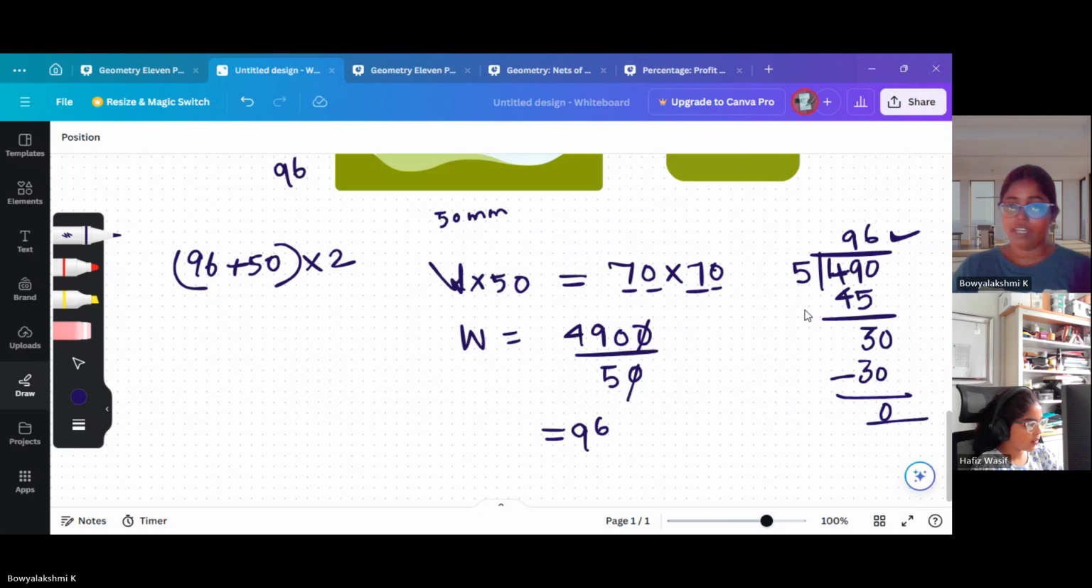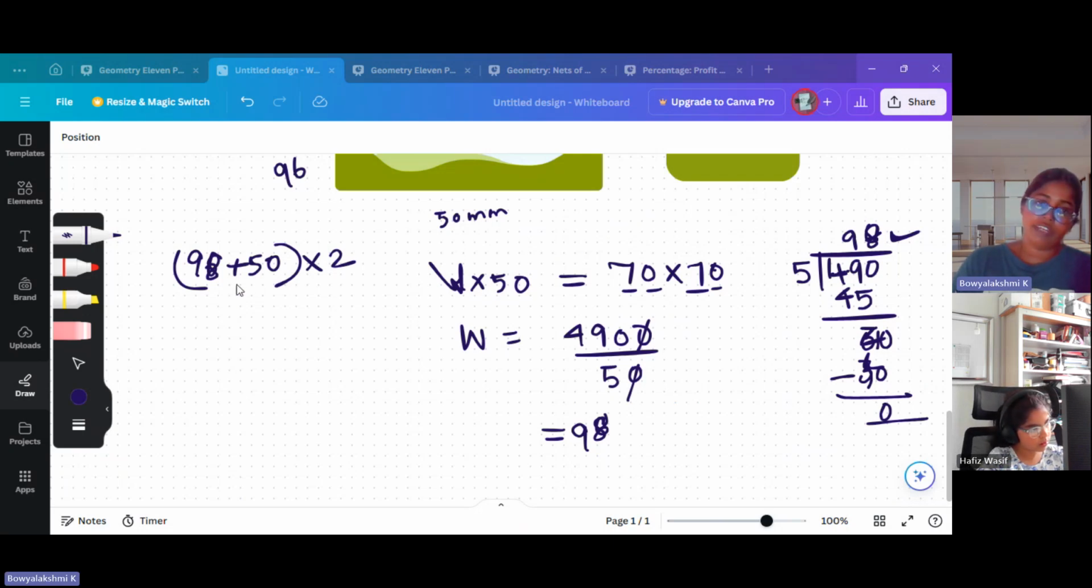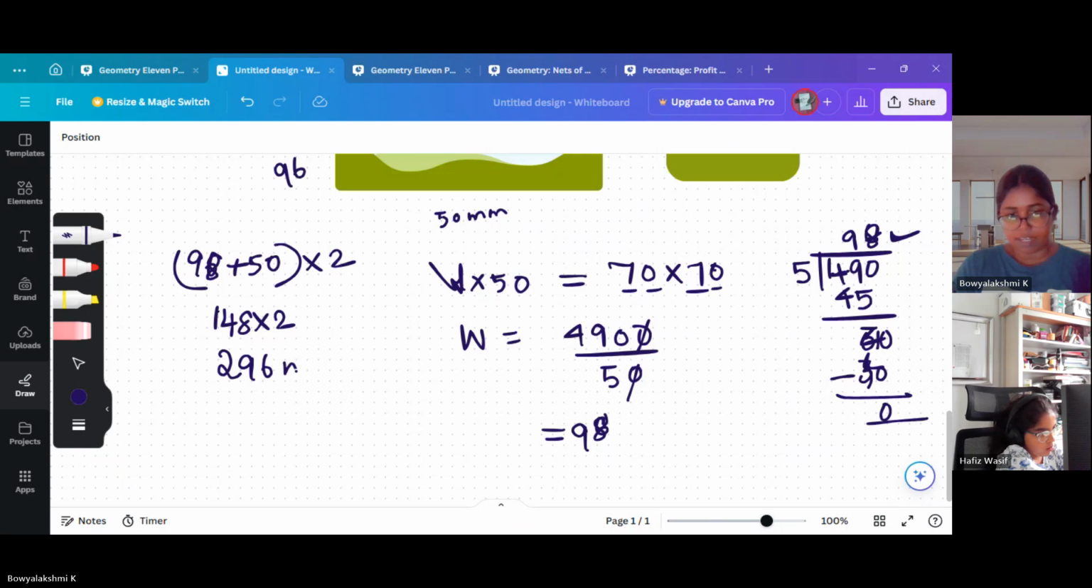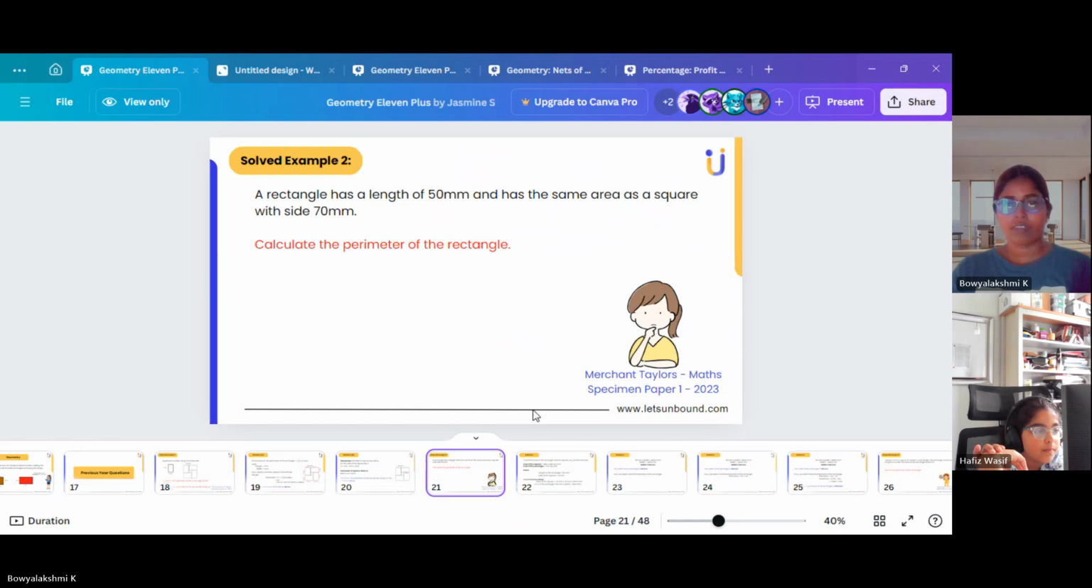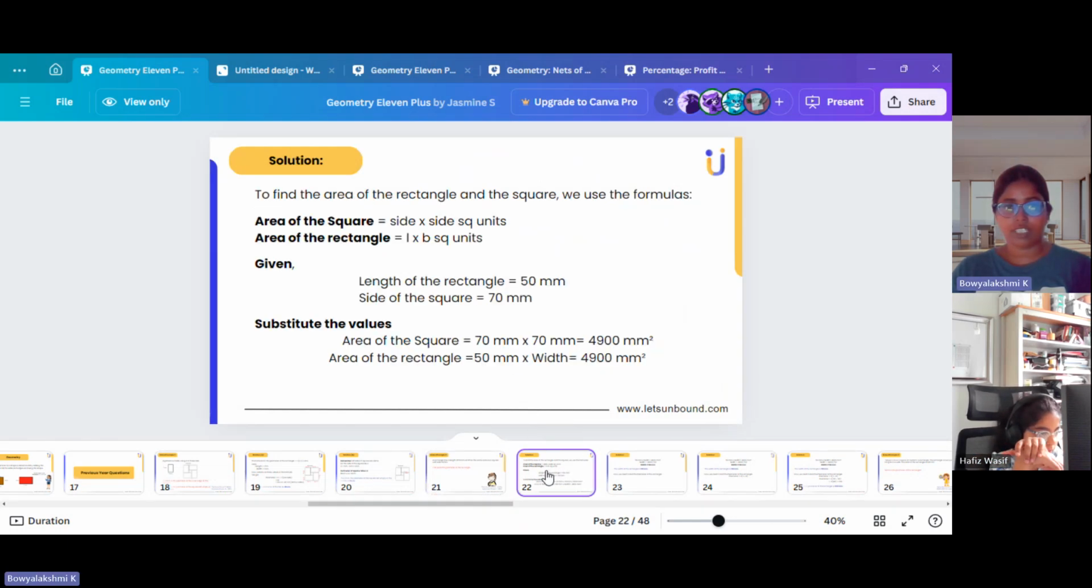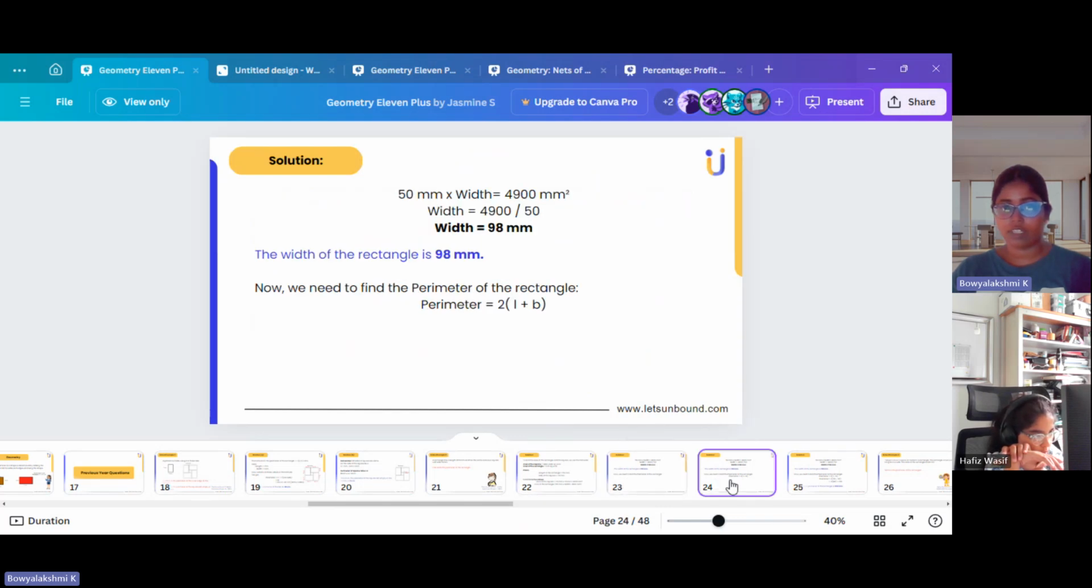Oh wait, here 8 will come. This is 40. Okay, 98 plus 50. Perimeter is simple. Add the length and breadth and multiply by 2. So 98 and 50 is going to be 148 times 2. It's 296. And copy the unit, millimeter. Got it? Okay. That's simple. And now we can get into the next question. So this is the answer we got.